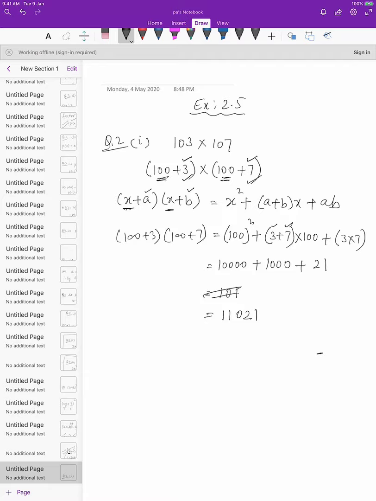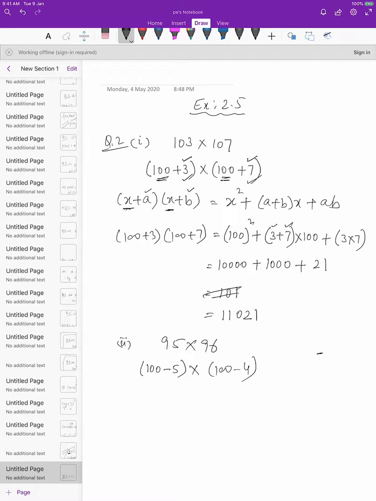Similarly, by using the identity, how can you write 95 into 96? Now 95 and 96, if you write 90 plus 5 and 90 plus 6, calculations will become slightly difficult. So it's better you write it in the form of hundreds. 95 can be written as 100 minus 5. 96 can be written as 100 minus 4.